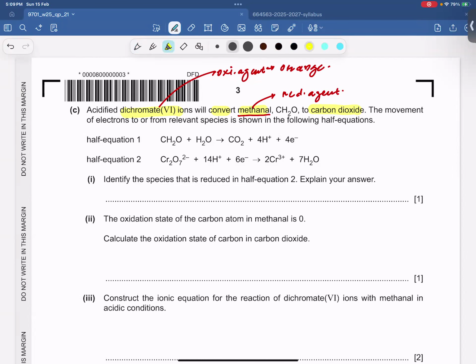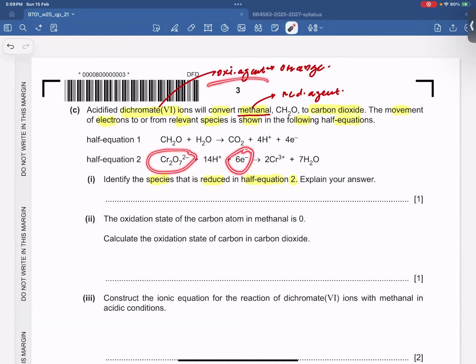The movement of electrons to or from the relevant species is shown in the following half equations. Identify the species that is reduced in half equation 2. In half equation 2, dichromate(VI) ions undergo reduction because they are gaining electrons. Because they are oxidizing agents, they are going to accept the electrons during the reaction. Explain your answer. That's very easy.